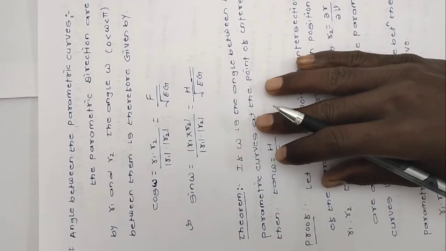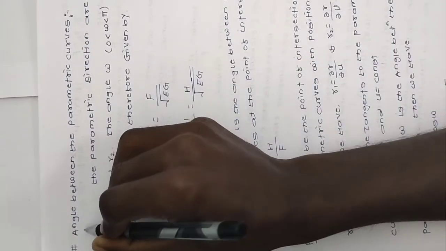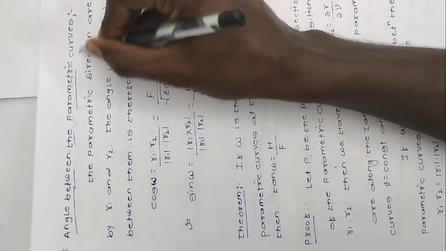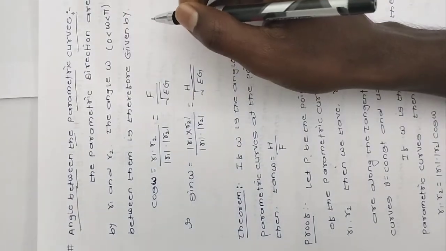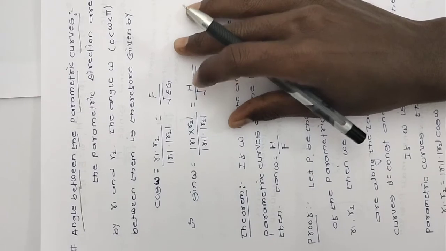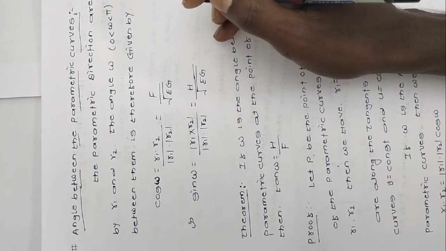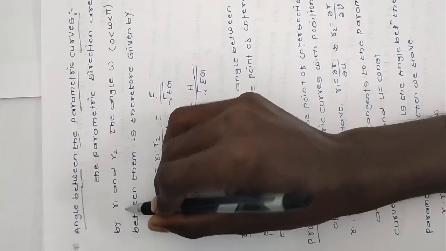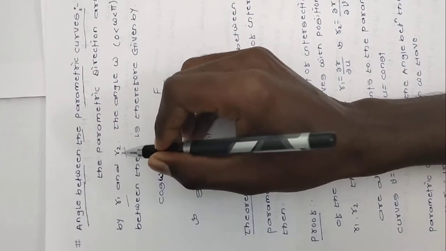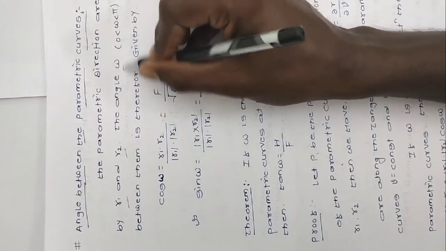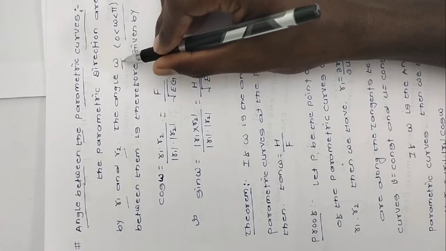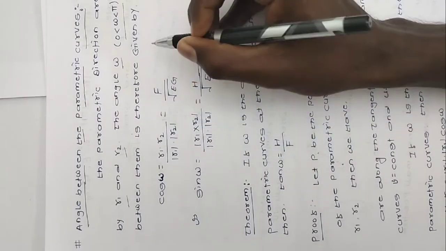Hello everyone. Today we have started article number 2, angle between the parametric curves. So what is meant by the angle between the parametric curves? Suppose two parametric curves r1 and r2, and the angle omega from 0 to pi. It's not w, it's omega between them.